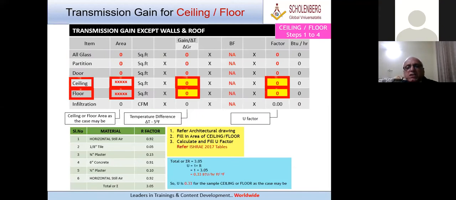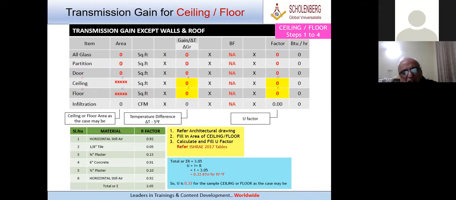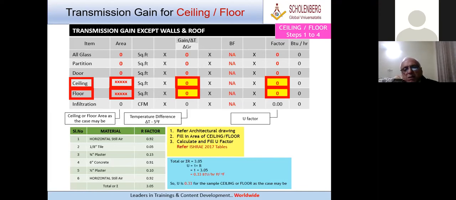Now take the case of ceiling and floor, same method, sum of all the resistances, 1 divided by the sigma R is equal to U factor, and use that U factor tabulated in this Excel sheet to get the total amount of heat.